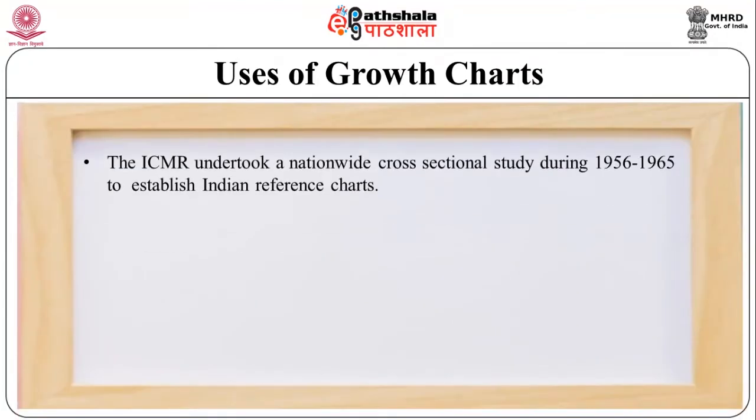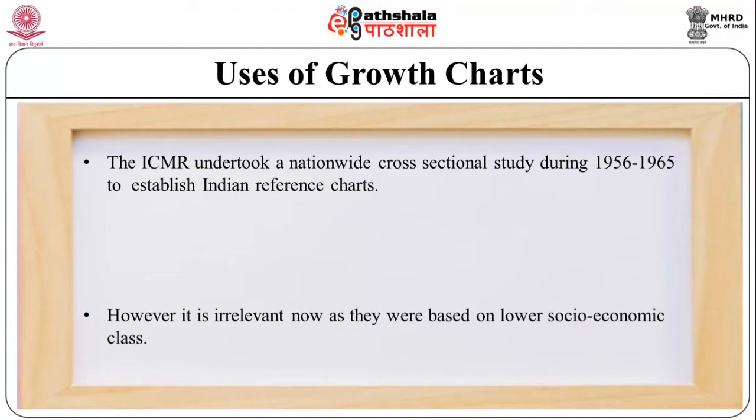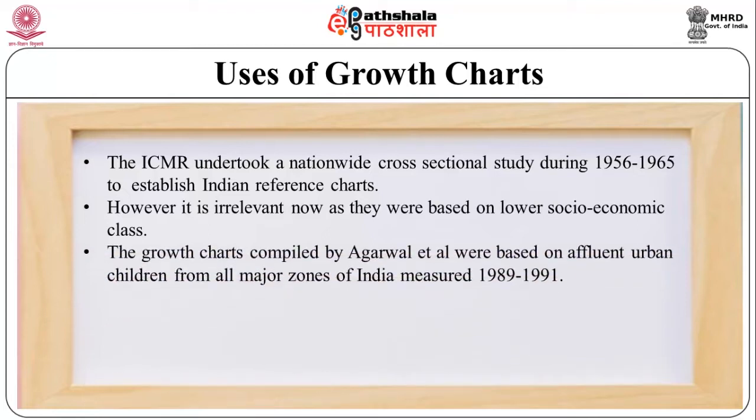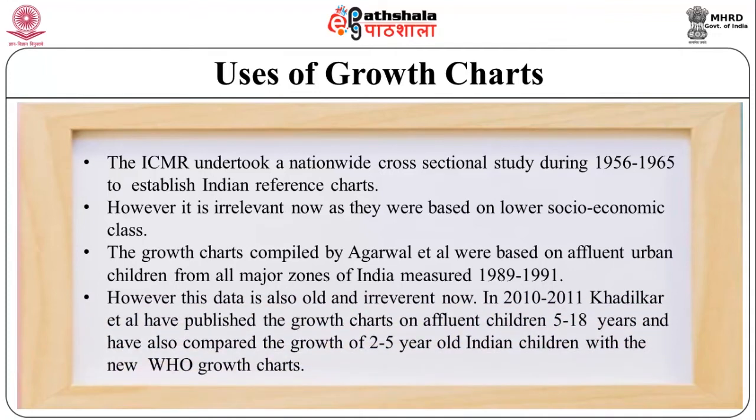The ICMR, which is Indian Council of Medical Research, undertook a nationwide cross-sectional study during 1956 to 1965 to establish Indian reference charts. However, it is irrelevant now as they were based on lower socioeconomic class. The growth charts compiled by Agarwal et al. were based on affluent urban children from all major zones of India measured during 1989 to 1991. However, this data is also old and irrelevant now.